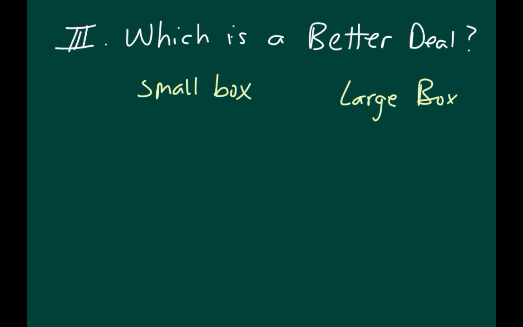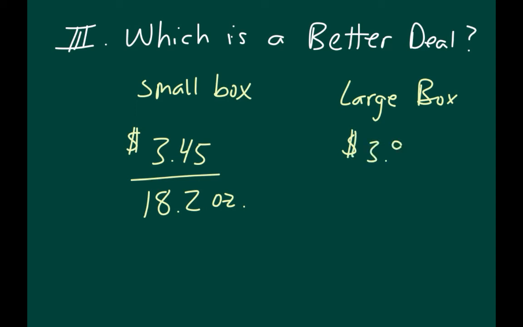So a small box, I'm going to say it's $3.45 for an 18.2 ounce box. The large box is $3.99, and then you get 24.8 ounces. Usually the large ones are a better deal, but sometimes the smaller ones on sale are a better deal. Sometimes the smaller ones on sale still aren't as good as the big box.